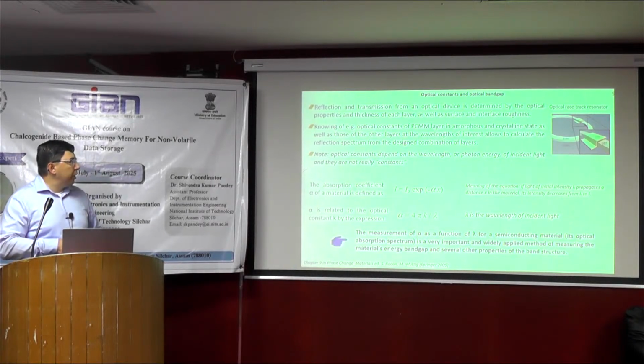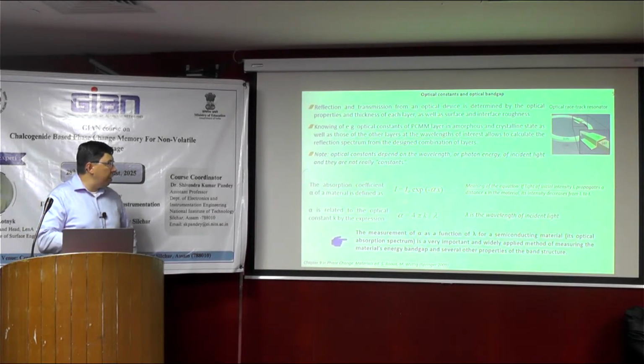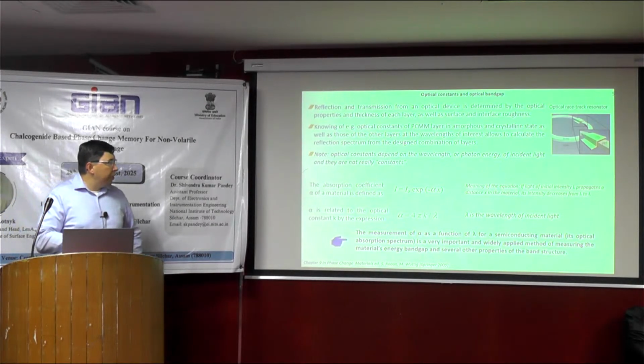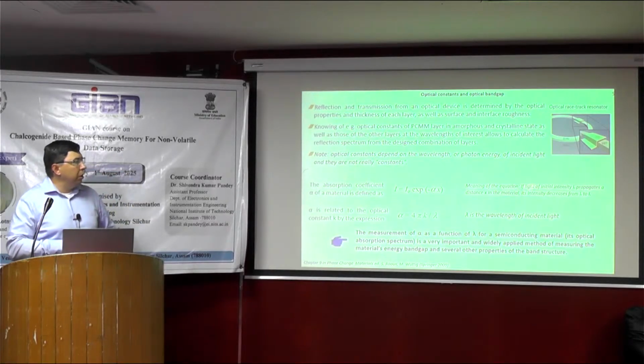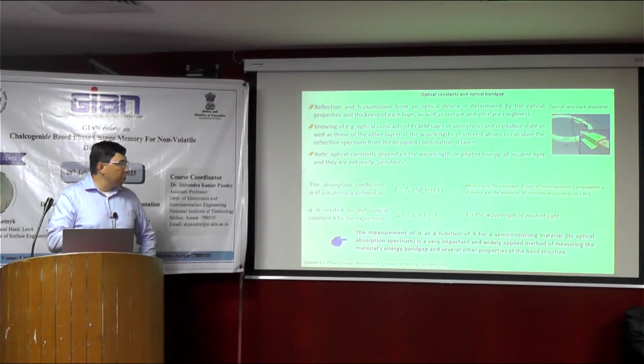Here this absorption coefficient can be measured by different techniques, and it can be extracted from this equation: I equals I0 exponential minus alpha x. This means that if light of initial intensity I0 propagates a distance x in the material, its intensity decreases from I0 to I.